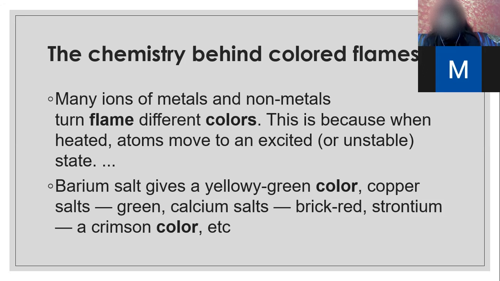For example, barium salt gives a yellowy green color, copper salt green, calcium salt brick red, strontium a crimson color, etc. It means that mainly the ions of metals are involved. Ions of metals and non-metals are the main reason for the colored flames. They are responsible for their production.